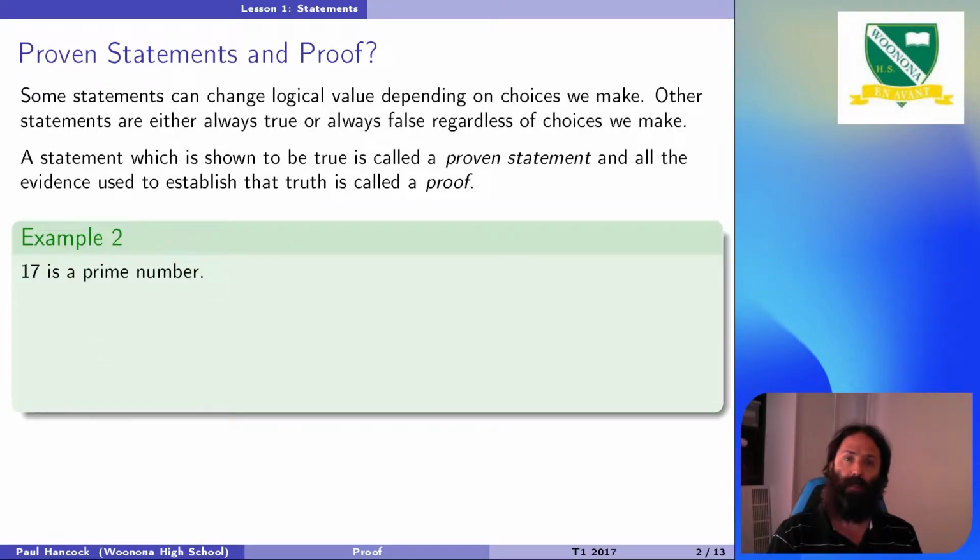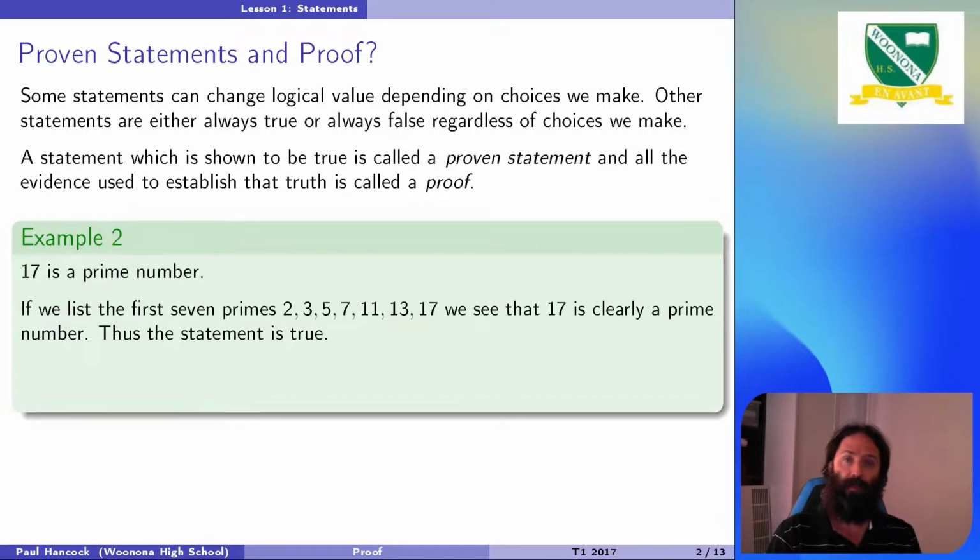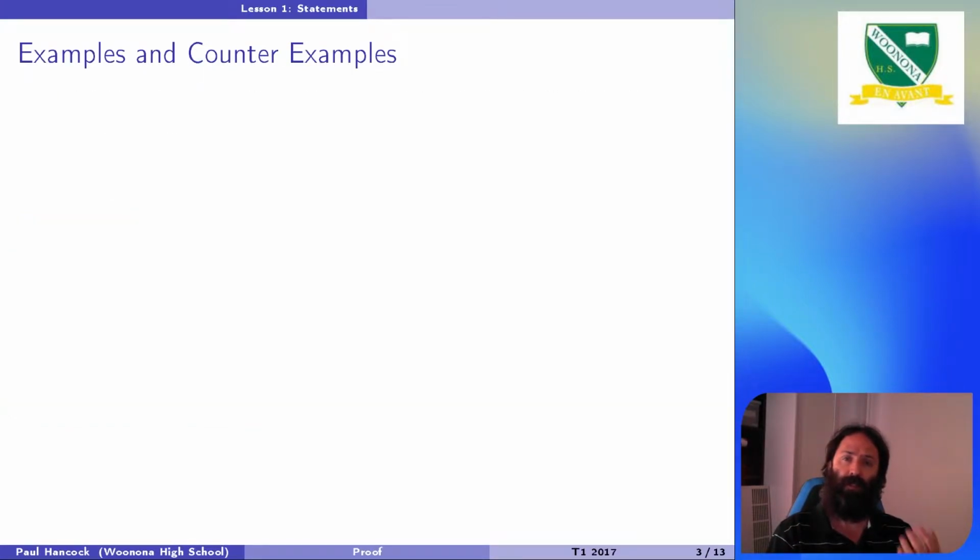So here's another simple example. 17 is a prime number. This time the number's fixed, so this statement is going to be true or it's false. This one can't change its logical value. 17 is either going to be a prime number or it's not a prime number. And we can establish, in fact, it is a prime number simply by listing the first few prime numbers, and we see that 17 is on that list. There's our proof.